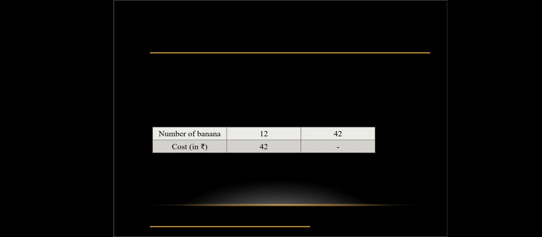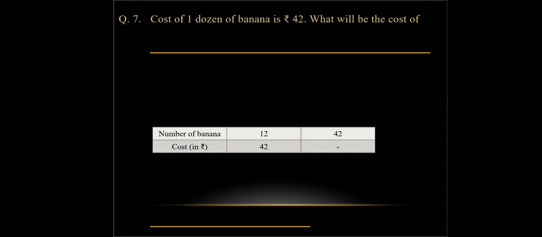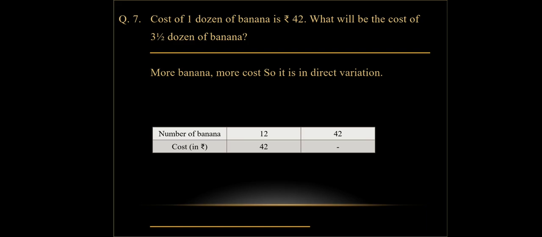Now the next question, question number 7. The cost of 1 dozen bananas is ₹42. What will be the cost of 3.5 dozen bananas? 1 dozen means 12. Now here, more bananas, more cost. It means if you buy more bananas, then you will pay more money. So again, it is in direct proportion, or you can say direct variation.